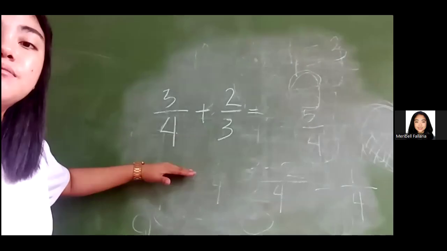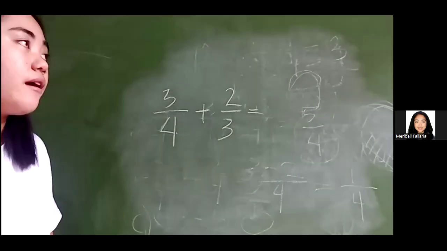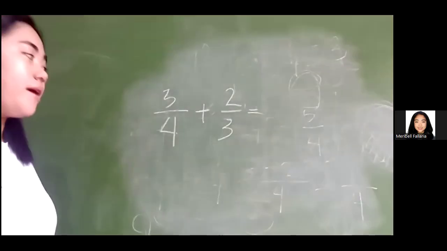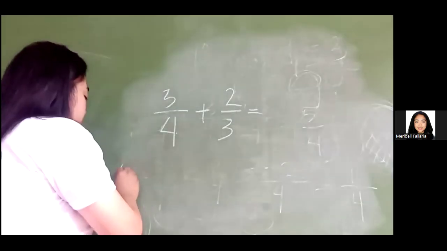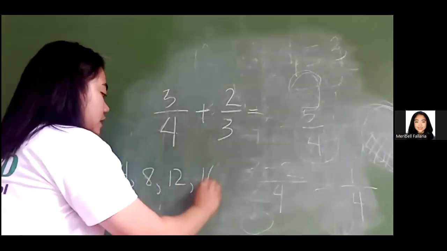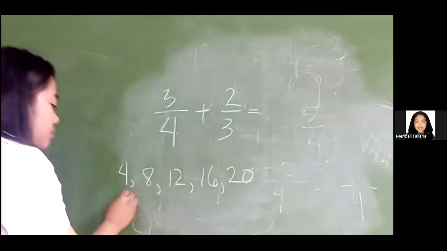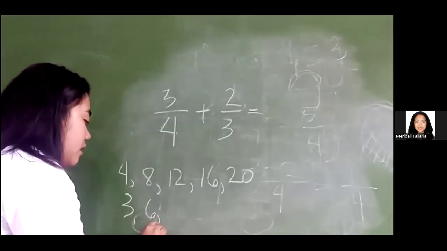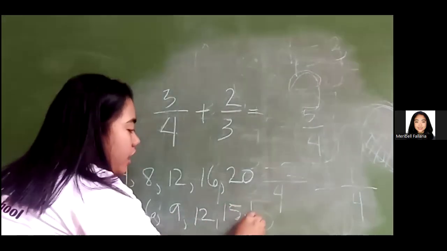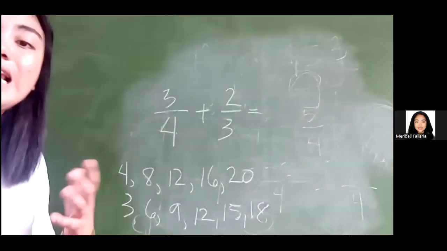Okay, let's list the multiples of 4. When we say multiple, these are the numbers that we can divide by the number 4 equally without remainder. So let's have 4, 8, 12, 16, and 20. Okay, let's stop muna from this and let's have the multiples of 3. We have 3, 6, 9, 12, 15, 18.